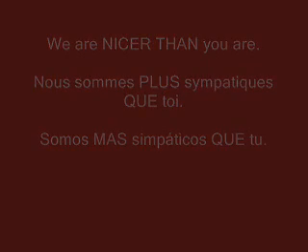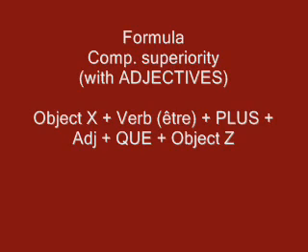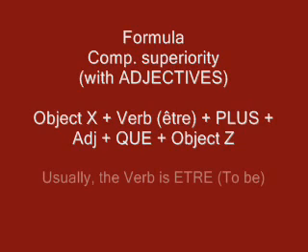So the formula here to study is object X, the first item to compare, plus the verb être, the verb to be, plus the word plus, plus the adjective that you wish to use, plus que, plus the object Z, which is the second object you wish to compare. This is the arrangement, the formula to learn in order to use the superiority comparison in French.